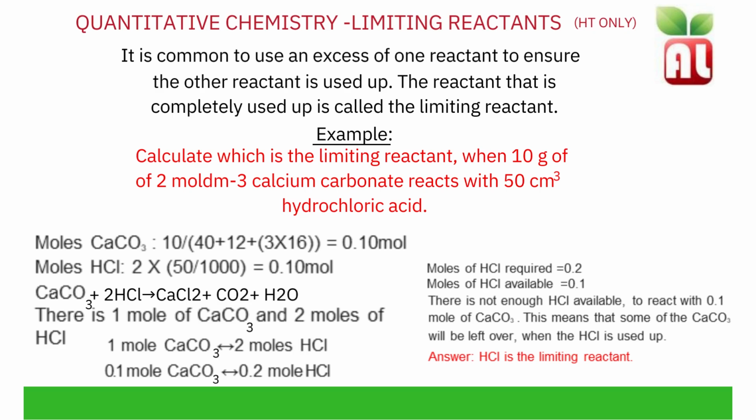We don't have 0.2 moles of hydrochloric acid. We only have 0.1 moles. Therefore, there is not enough hydrochloric acid available to react with the 0.1 moles of calcium carbonate. This means that the hydrochloric acid is the limiting reactant. The calcium carbonate is in excess as we have more than we need.